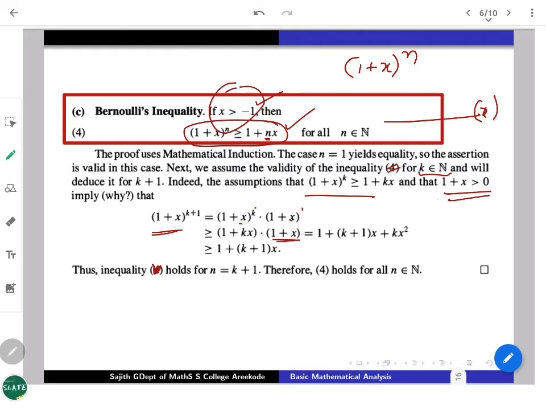Now just manipulate it to write down. So 1 plus is a quadratic you are writing: 1 plus k plus 1 times x plus k x squared. So this is positive, x squared is always positive. So this is a positive quantity added with the other terms. So the right hand side is something like this.